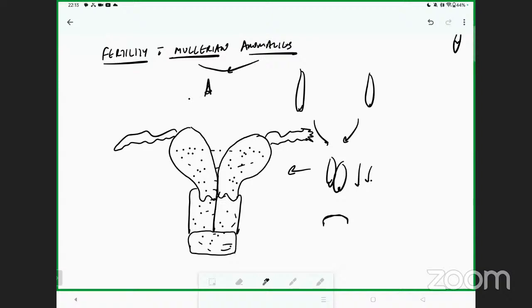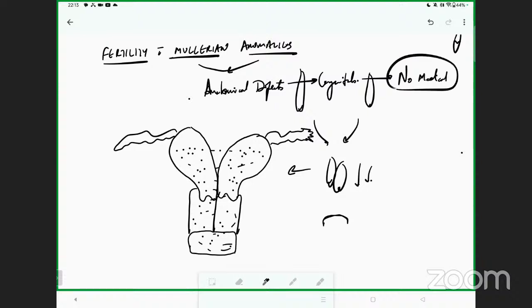First thing, please remember, all of these are anatomical defects. They are congenital, all of them are congenital defects. That means there is going to be no medical management. You can't give a tablet to go and dissolve the septum, or a tablet to make a bicornuate uterus unicornuate. These things won't practically happen.